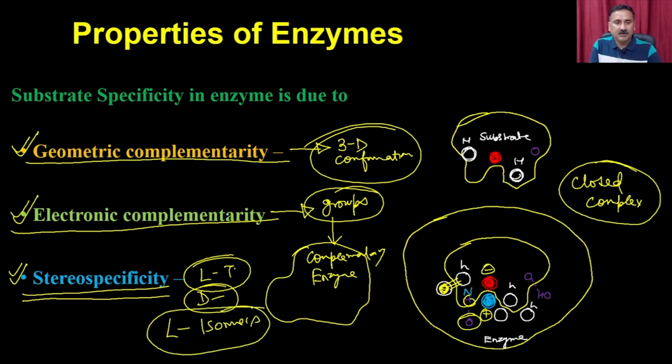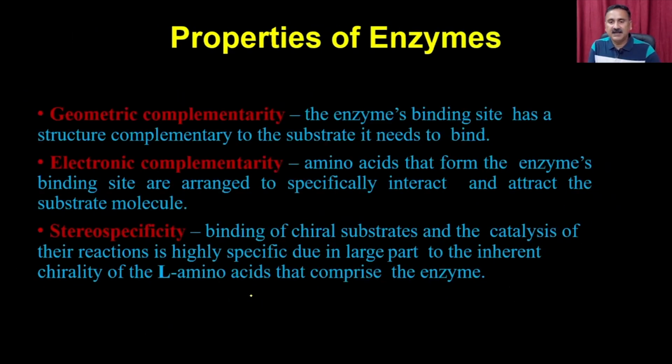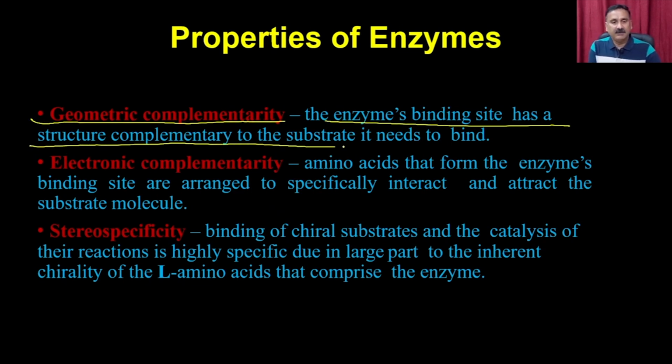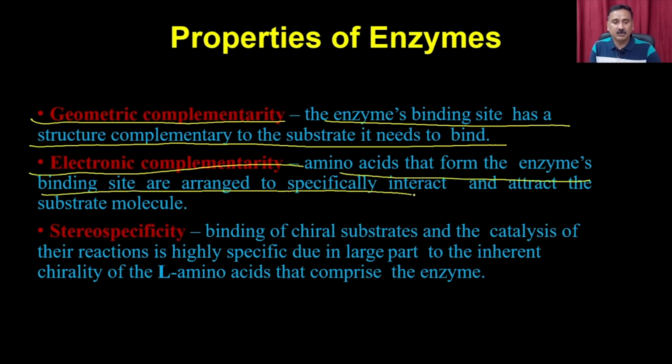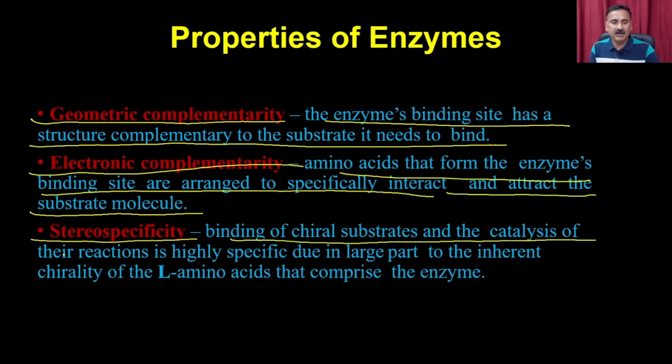So this is the geometrical compatibility. The enzyme's binding site has a structure which is complementary to the substrate it needs to bind. Then we have the electronic complementarity. The amino acids that form the enzyme's binding site are arranged so as to specifically interact with and attract the substrate molecules. And then we have the stereospecificity. The binding of the chiral molecule and the catalysis of their reaction is highly specific due in large part to the inherent chirality of the L-amino acids that comprise the enzymes.